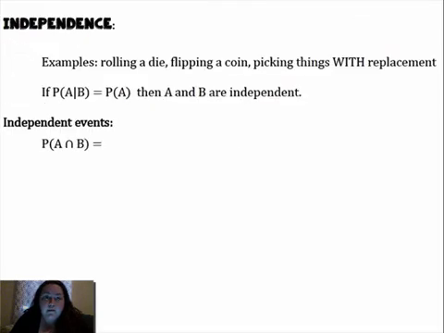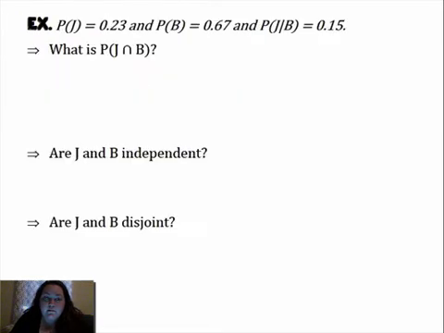Alright, independence. Some examples would be rolling a die, flipping a coin, picking things with replacement, so you're going to put them back in. If the probability of A given B equals the probability of A, then A and B are independent. So, independent events. We can also check it by if the probability of A and B equals the probability of A times the probability of B. So, I have two different methods for checking independence.